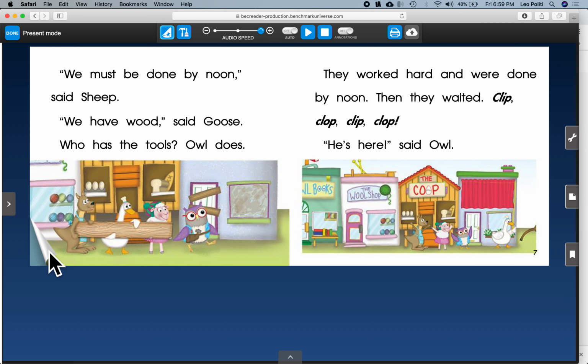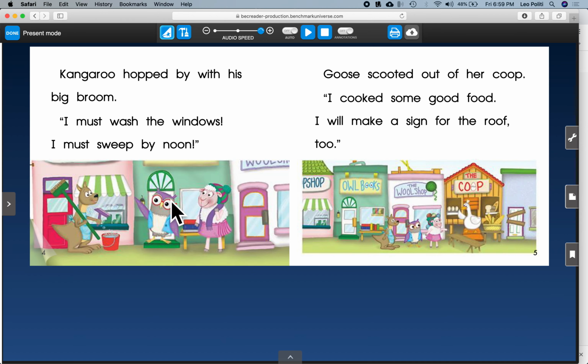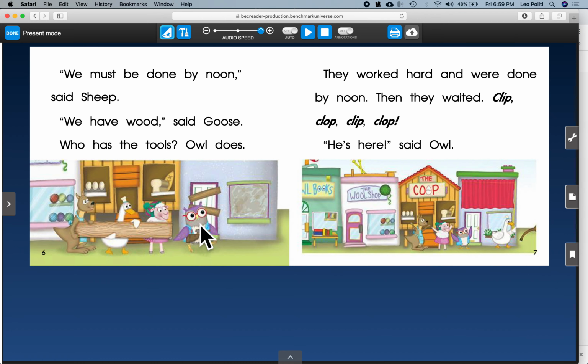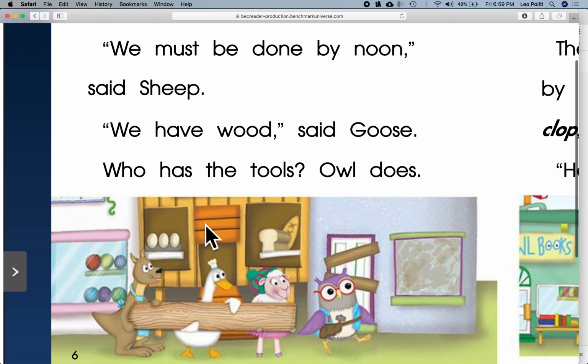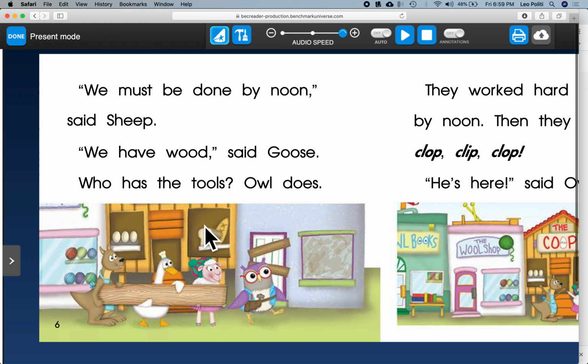Now, I need to clarify, did we read about what they're going to do? Let me go back. I must wash the windows. I must sweep by noon. I will make a sign for the roof. I think they're working on a project of some kind. And now they're going with their tools and wood, right? Are you making predictions? I know I am.